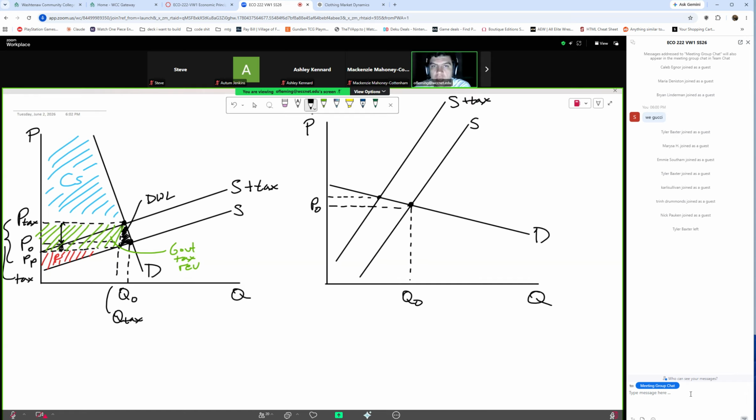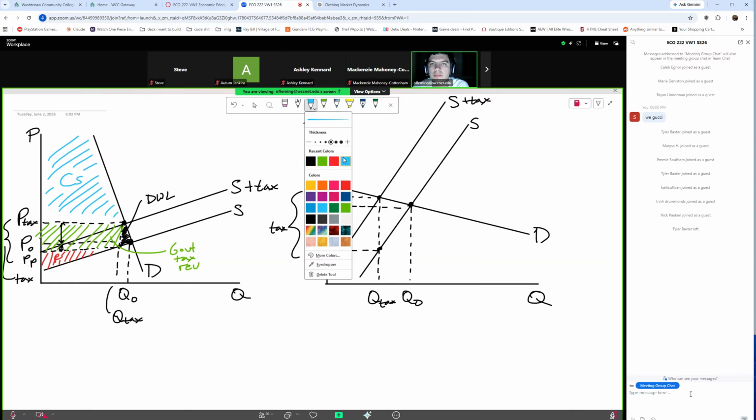This is going to give us a new equilibrium price, P tax, a new equilibrium quantity, Q tax, and then the amount that the producers take home. You can already see what's going to happen here. So this distance right here is the tax.